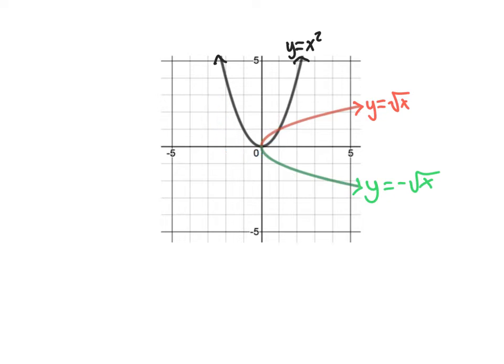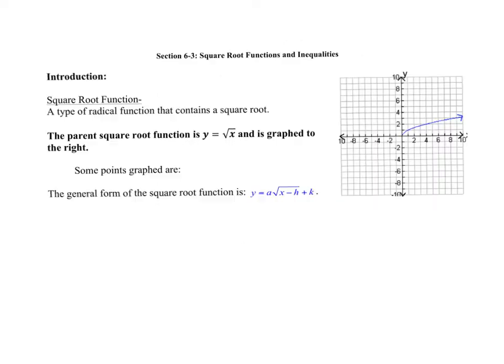We've recently seen that the inverse of this would be two pieces, y equals the square root of x and y equals the negative square root of x. Our focus is going to be this red piece here. We're going to be transforming it, which means reflecting it, stretching it, translating it, all as we graph it.